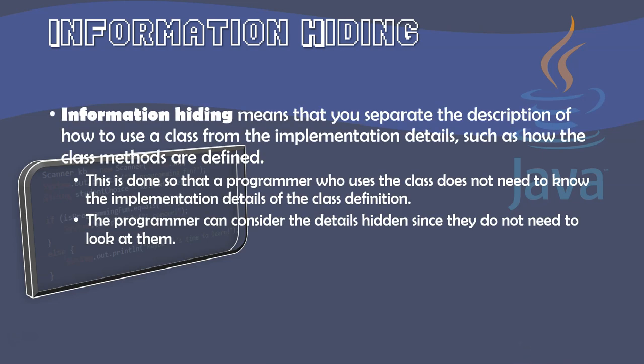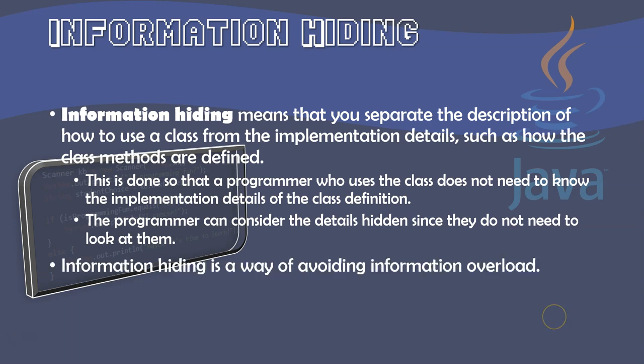Information hiding simply means that you're separating the description of how to use a class from the implementation details, such as how the methods are defined. This is typically done so the programmer who uses the class does not need to know the implementation details of that class definition. You don't necessarily need to know how this method works, you just need to know to use that method. The programmer can then consider the details hidden since they don't need to look at them.